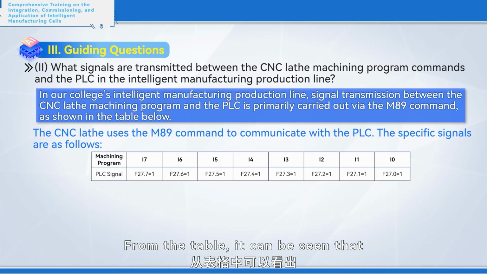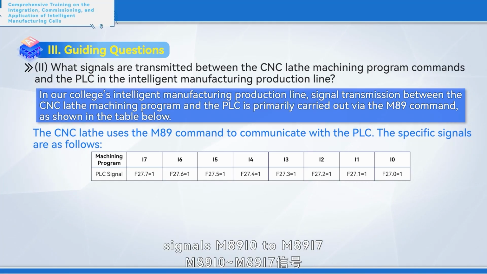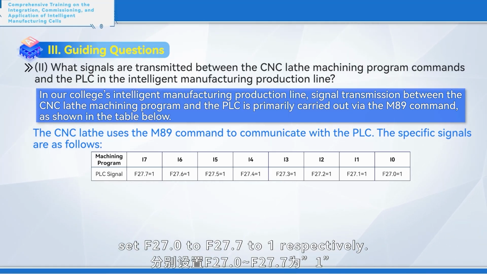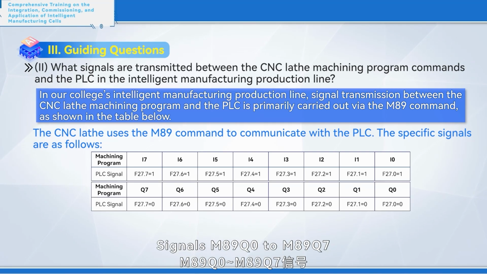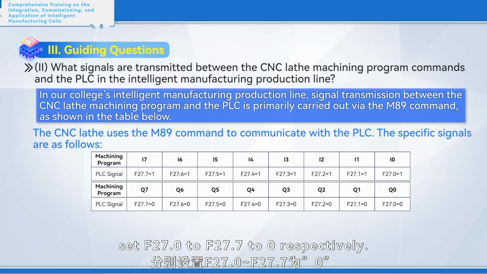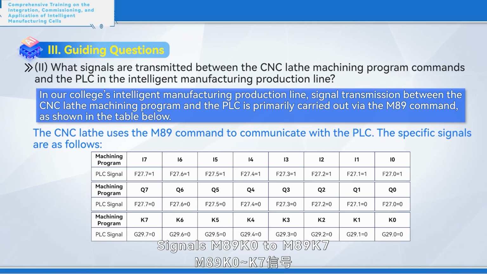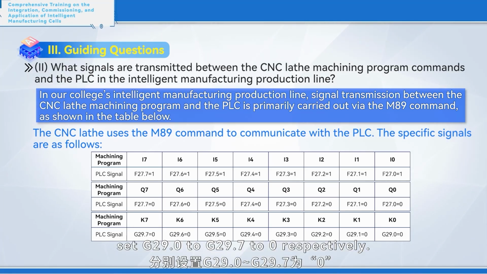From the table, it can be seen that signals M89I0 to M89I7 set F27.0 to F27.7 to 1 respectively. Signals M89Q0 to M89Q7 set F27.0 to F27.7 to 0 respectively. Signals M89K0 to M89K7 set G29.0 to G29.7 to 0 respectively.